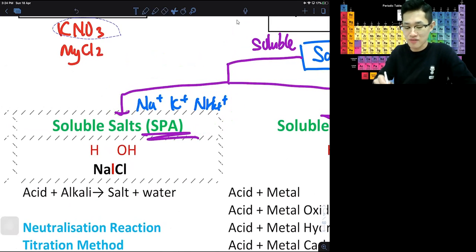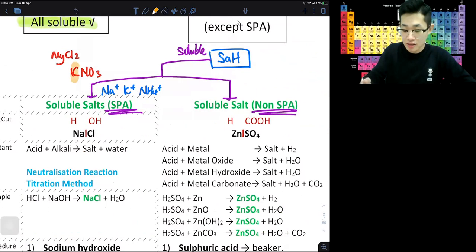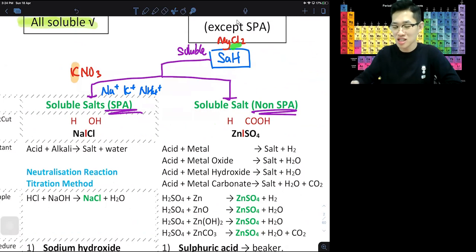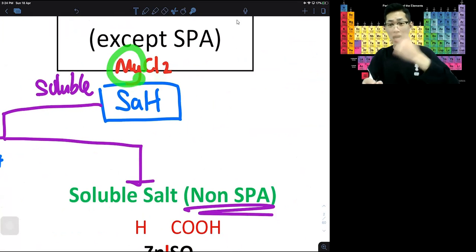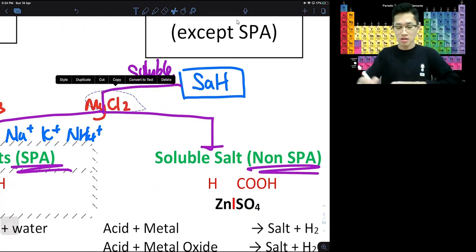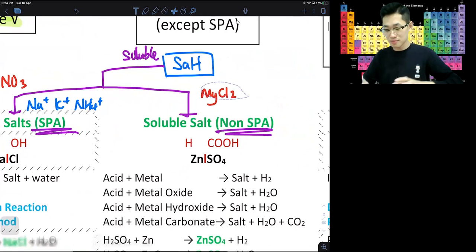The salt that comes with SPA will use the first method. Later I will tell you what the method is. So I put it here to show that it has a SPA. And then MgCl2. Is this salt soluble or not? Yes, okay, so same, soluble. It is not paired with sodium, potassium or ammonium, so it is soluble. Soluble, so it goes to the left, and then hop. Got SPA? Not this one. No SPA.